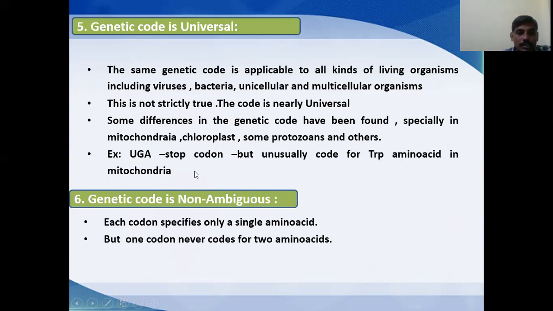The last, sixth one: the genetic code is non-ambiguous. Non-ambiguous means there is no confusion at all. Each codon specifies only a single amino acid, and one codon never codes for 2 amino acids. These two statements describe non-ambiguity. That is a crystal clear clarity in the relationship between the amino acid and the codon.